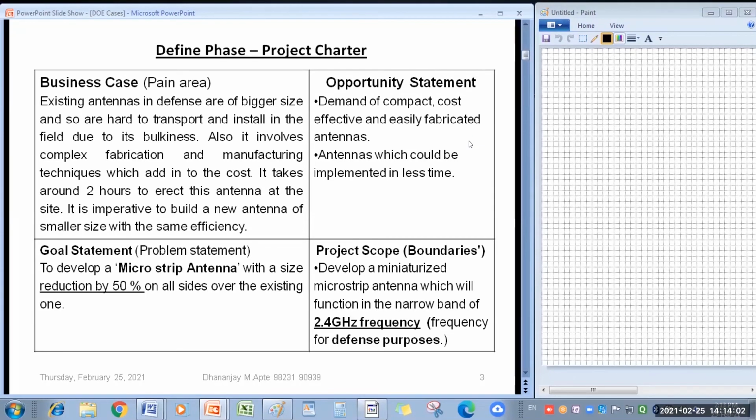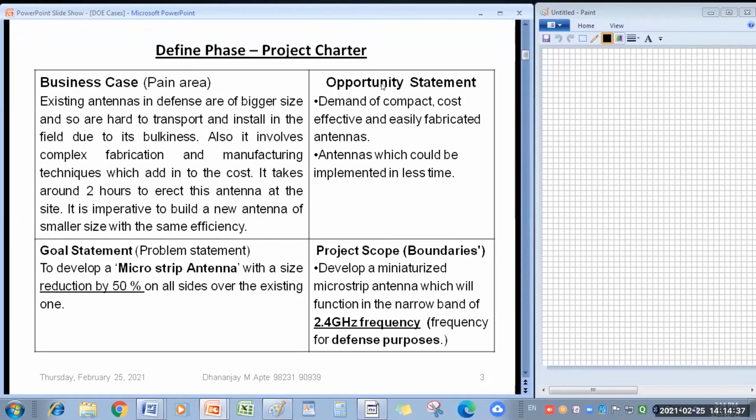Now, the very first thing to do in your project is you have to identify the pain area. This pain area is called the business case. Now, business case is a financial impact. Look over here. It takes around 2 hours to erect this antenna at the site, and this is objectionable for our army. They want the antenna to be erected in a lesser amount of time.